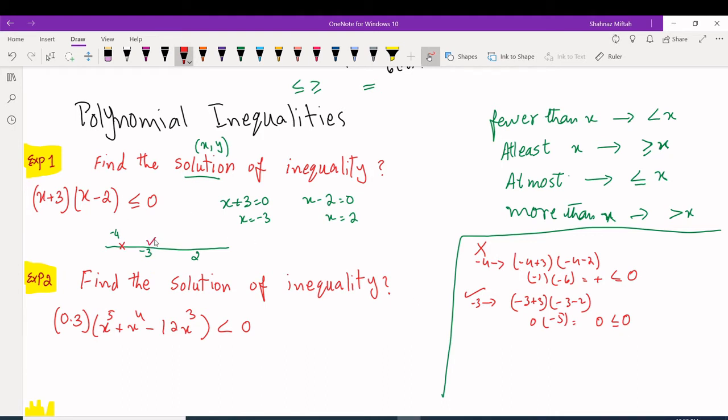So negative 3 works. Then we plug in something over here, which is probably pick 0 here. 0 is the easiest one. So go back there and plug in 0.